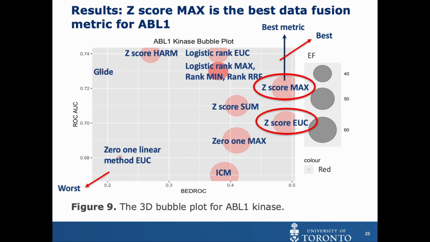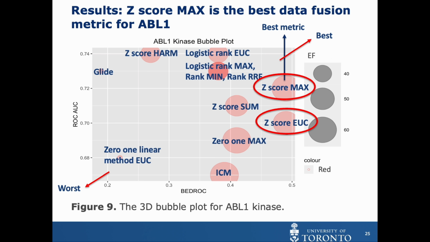Figure 9 presents the 3D bubble plot for the ABL1 kinase. In this plot, all metrics except the 0-1 linear method Euclidean norm demonstrate improvements in docking results. On the plot, moving up the y-axis indicates higher ROC AUC values, while moving right along the x-axis represents higher BEDROC values. The size of the bubble reflects the enrichment factor, with larger bubbles indicating better performance. From this visualization, we can determine that the optimal metric is located in the upper right corner of the graph and has a large bubble.